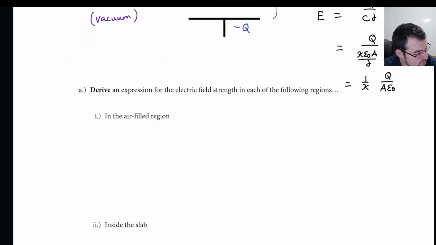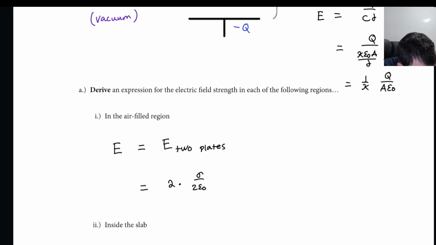All right, in the air-filled region, so we just use E is equal to E of 2 plates, which is 2 times sigma over 2 epsilon naught, which works out to sigma over epsilon naught, which is Q over A epsilon naught.